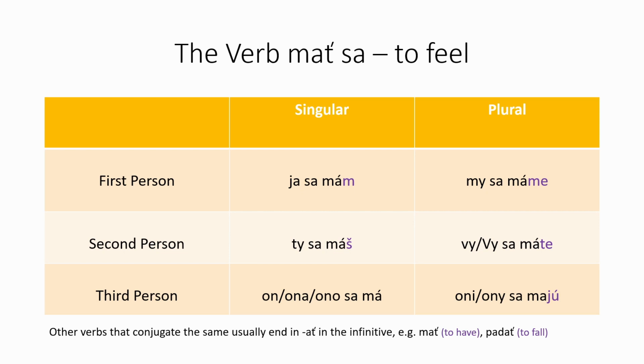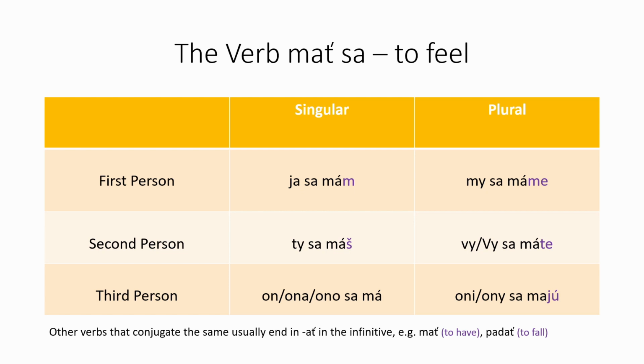Ja sa mám. Ty sa máš. On, ona, ono sa má. My sa máme. Vy sa máte. Oni sa majú. So this is the second verb that you can use to practice your conjugations. I would suggest practicing these and memorizing these two verbs in all the 6 persons. These will be very common and they will be very useful to you on your journey learning Slovak.